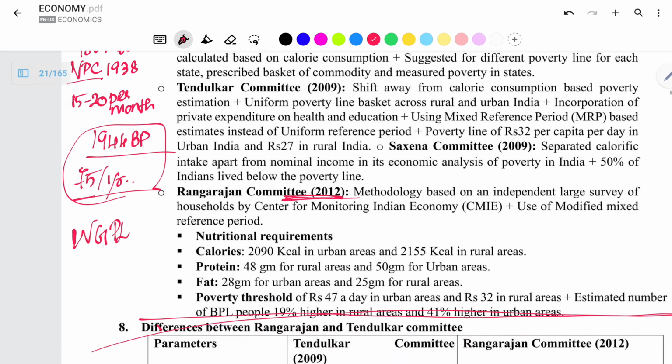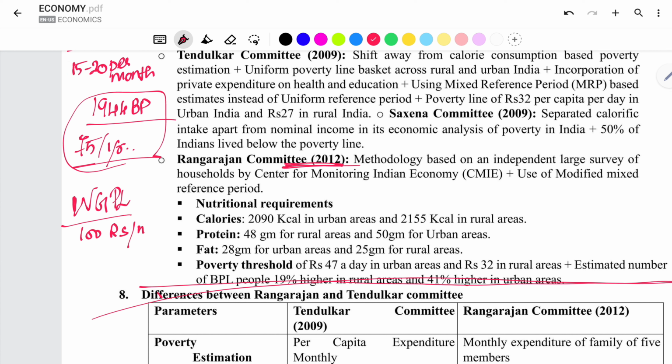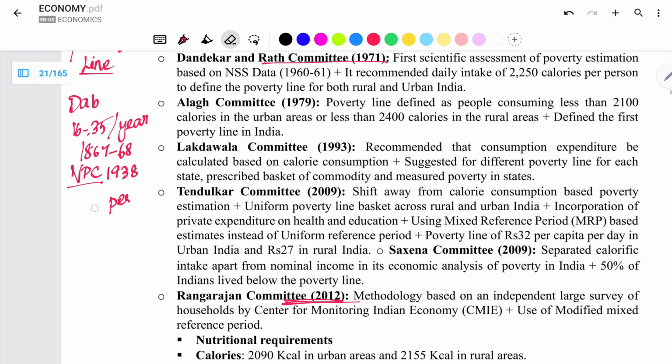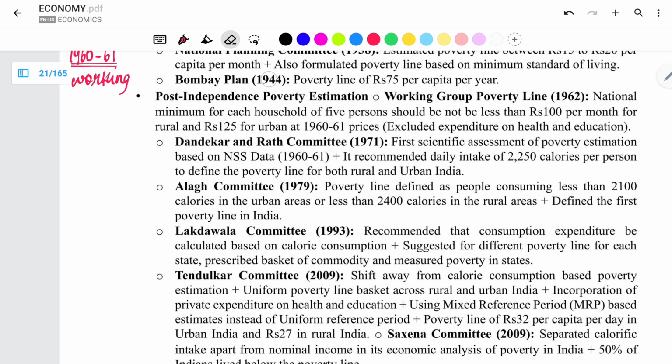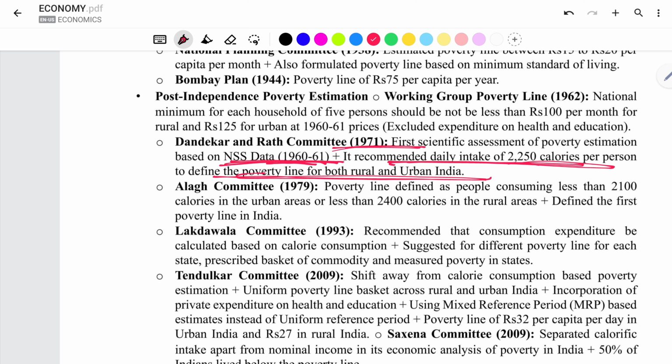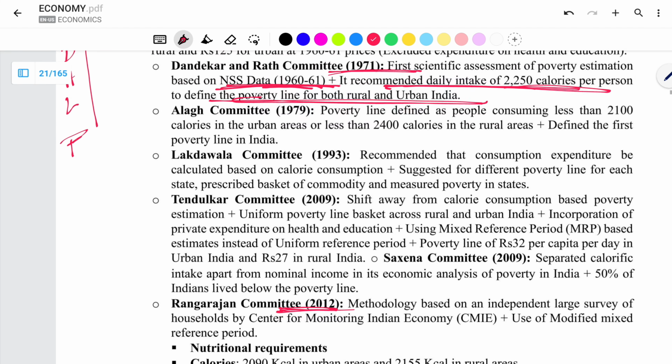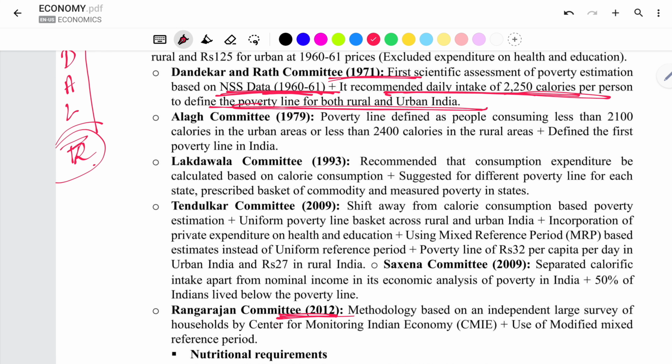Then the working group poverty line. After the working group, we will be having Dandekar and Rath in 1971. It is based on National Sample Survey data, using data from 10 years before. They are the first to recommend the calorie intake per person to define the poverty line for both rural and urban India. For both rural and urban, they are giving one poverty line. Remember it as DAL, dal, TR: Dal, TR.